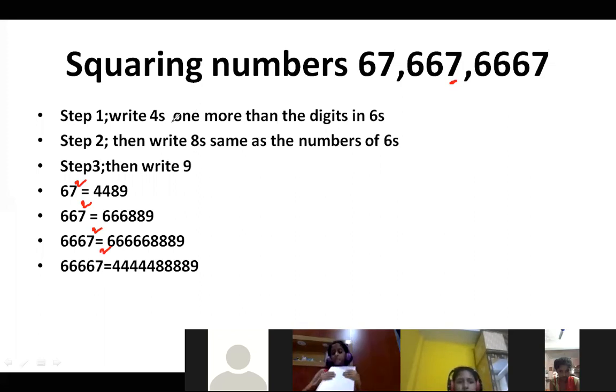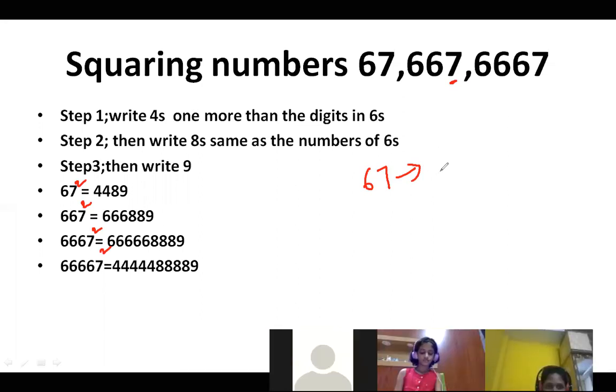First write fours, one more than the number of sixes. So 67 is there. This answer starts with fours. How many fours should you write? One more than the digits in sixes. In this number, how many sixes are there? You should count the 6. Here only one 6 is there. So add one more, totally 2. So you should write 2 fours.